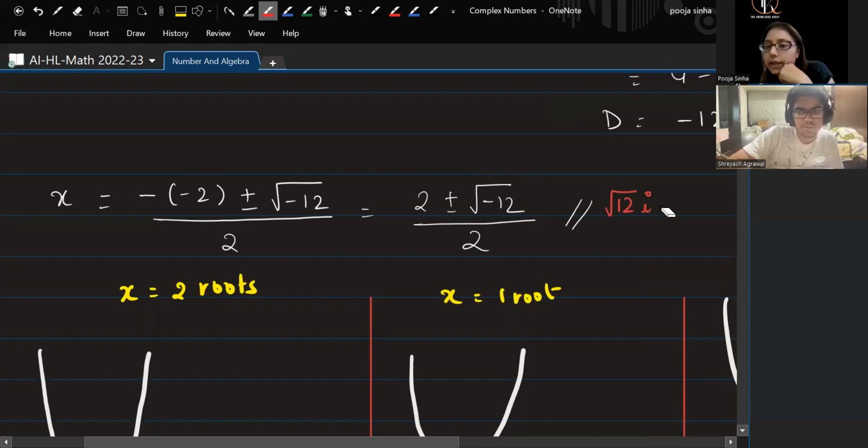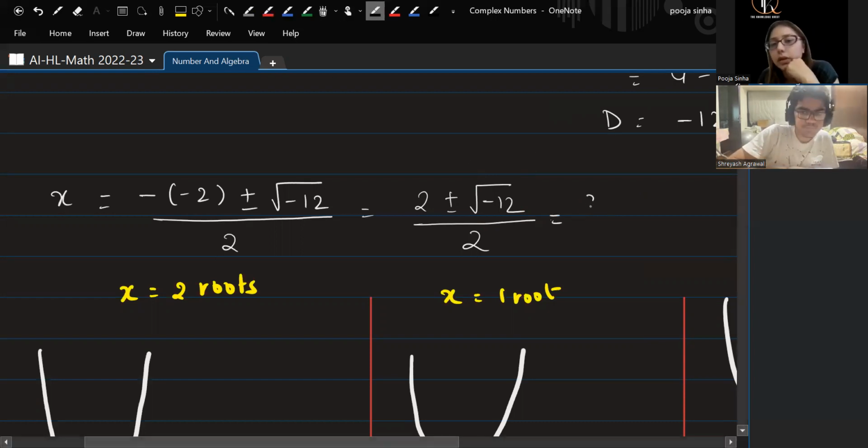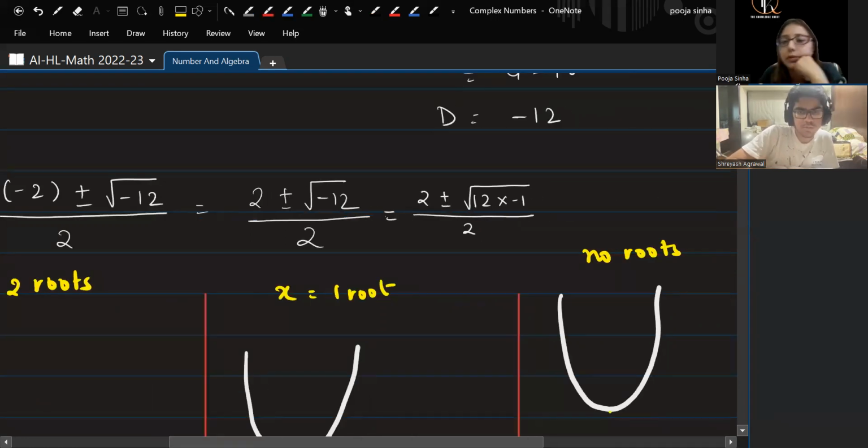So what I'll do is I'll break it. Okay, let me just break this part. How will I break it? Let's see. This is 2 plus minus. Can I write this as 12 into -1 under root? Right, which means I can write the under root of 12 as under root of 12 into under root of -1. So 2 plus minus under root of 12 and under root of -1. This is something we learned in surds. And then it can just become i.